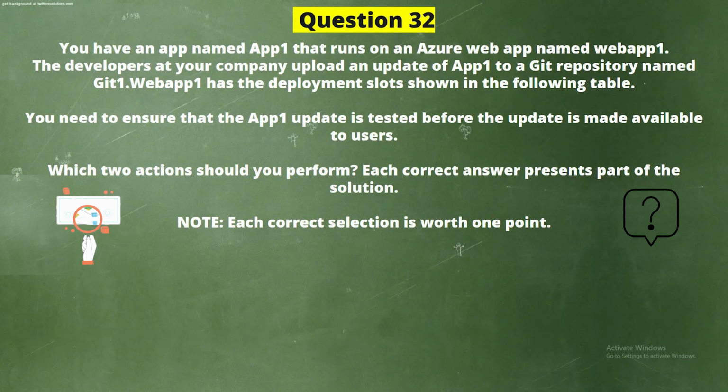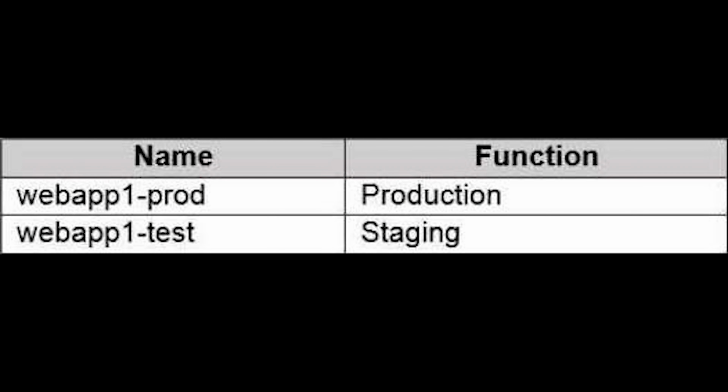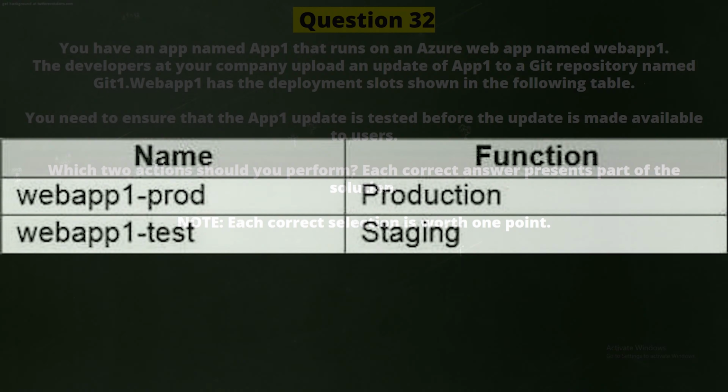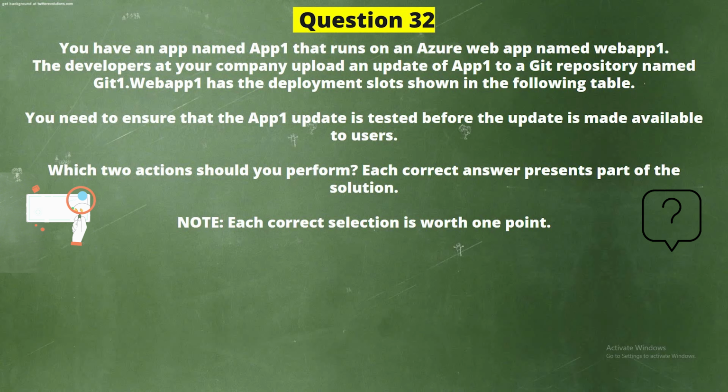Next question. You have an app named App 1 that runs on an Azure web app named Web App 1. The developers at your company upload an update of App 1 to a Git repository named Git1. Web App 1 has the deployment slots shown in the following table. You need to ensure that the App 1 update is tested before the update is made available to users. Which two actions should you perform? Each correct answer presents part of the solution. Note, each correct selection is worth 1 point. Now, here are the options.